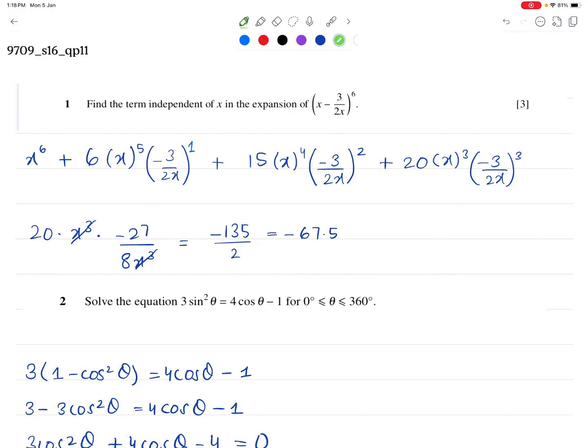All right, whenever it says independent of x, that means they're talking about the constant term, because a constant term does not have any x in it. And you know that this is a question that will use binomial expansion, so it's very important that you know the formula and the expansion in this question.